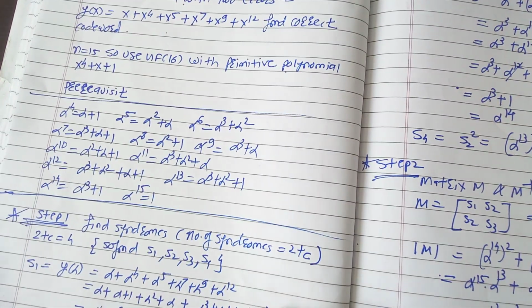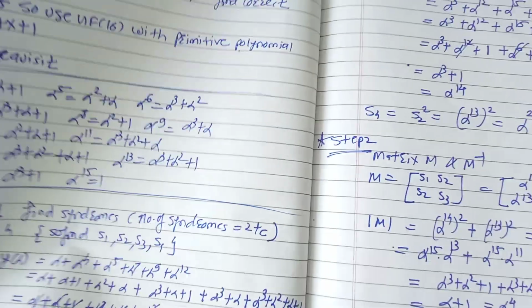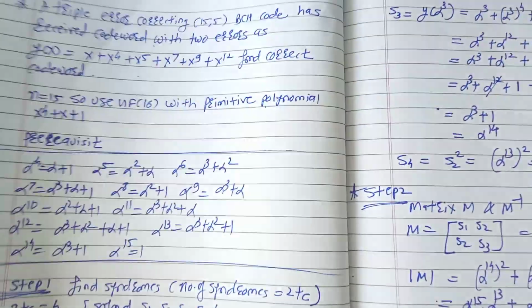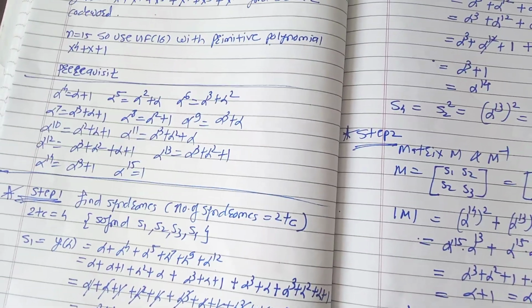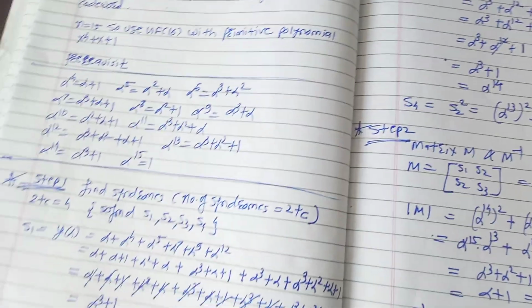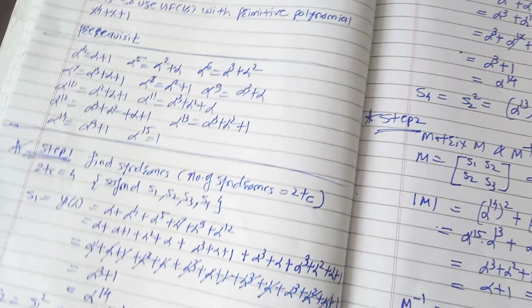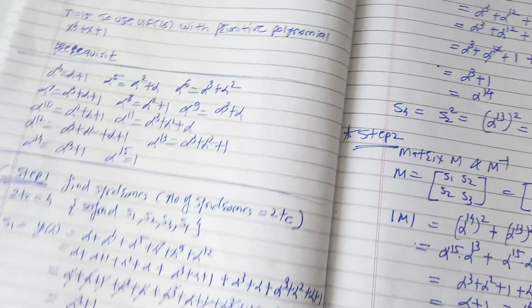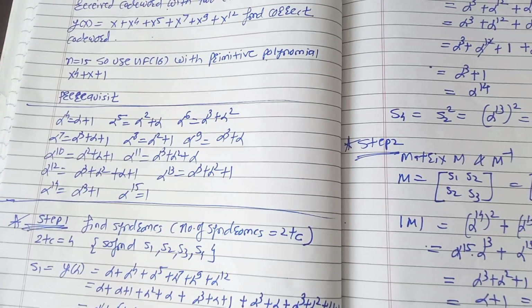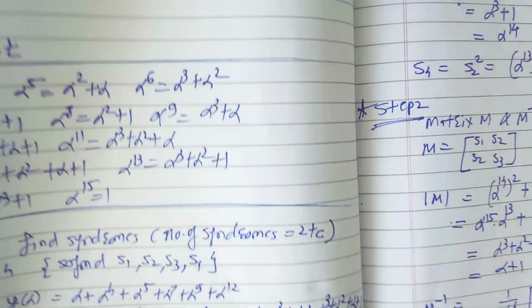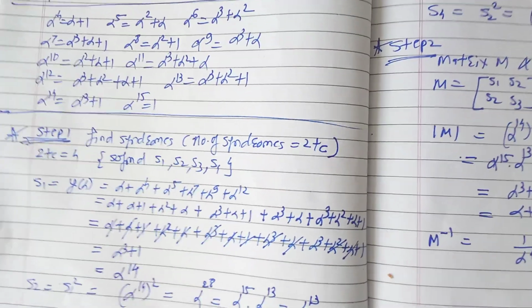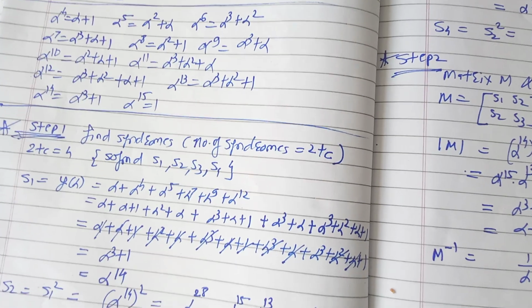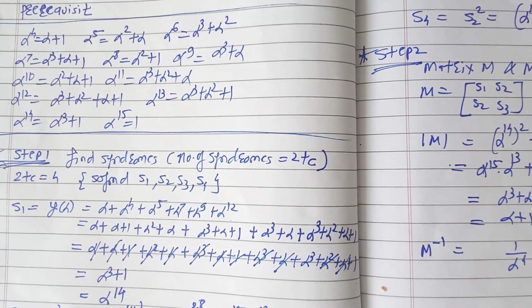So the first step is finding syndromes. If there are two errors to be corrected, the number of syndromes you have to compute is equal to 2t_c, where t_c is the number of errors in the received code word, which is equal to 2. So the number of syndromes you have to find is equal to 4. First we will find syndrome 1, S1, which is equal to y of alpha.